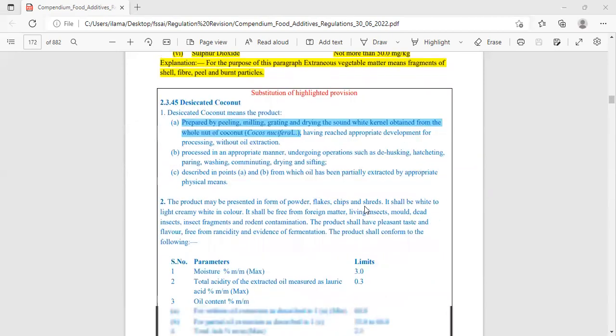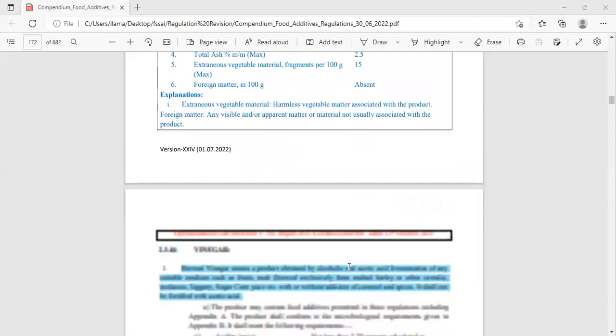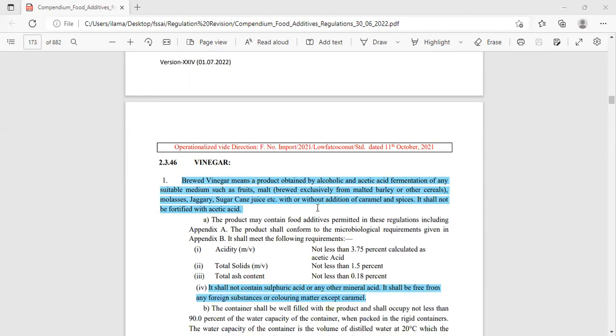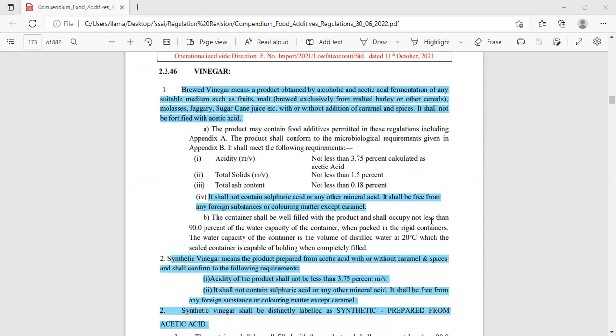And they have some regulations for desiccated coconut. Just go through this. And vinegar, we all know vinegar is obtained by both alcoholic and then acetic acid fermentation. And it shall not contain sulfuric acid or any other mineral acid. Vinegar has to be free from sulfuric acid. And it may contain caramel.